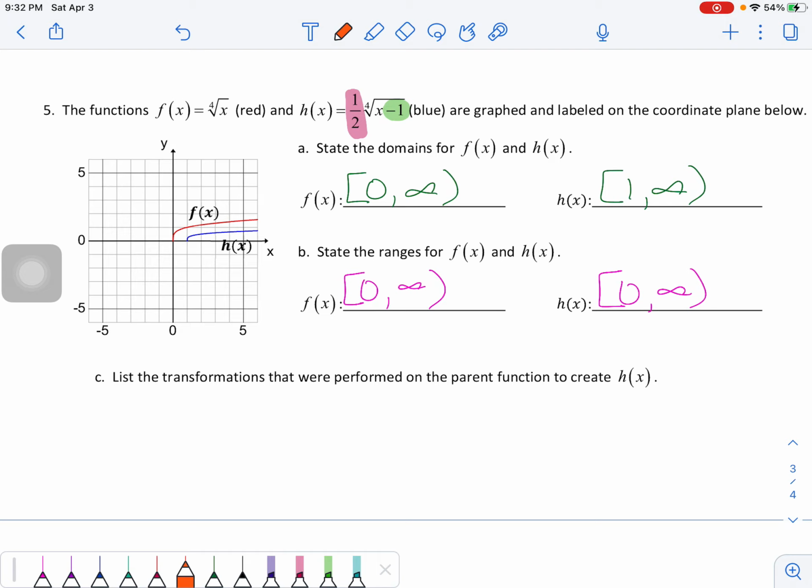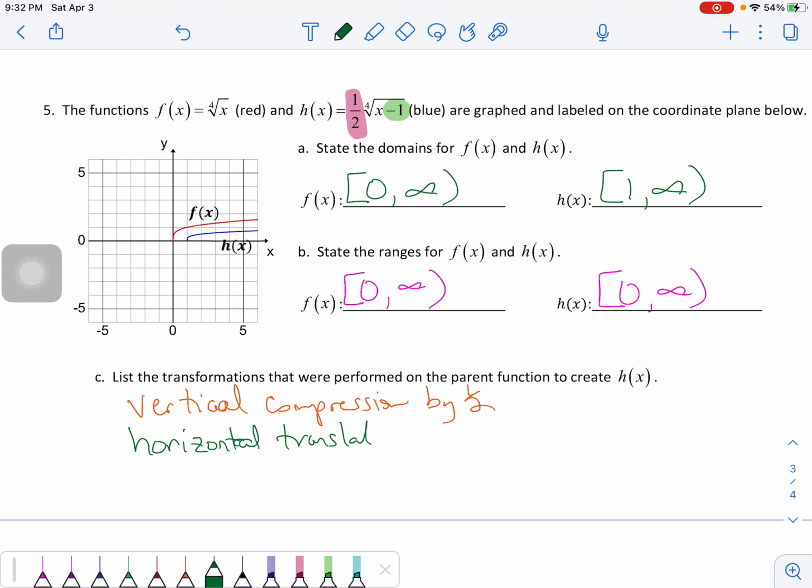So the 1/2 would be a vertical compression by 1/2. And the second one, the -1, would be a horizontal translation right 1. All right, so those are the two transformations. And you can kind of see the horizontal translation is easy to see here. The compression isn't so easy to see, but it is there. All right, so that's problem number 5.